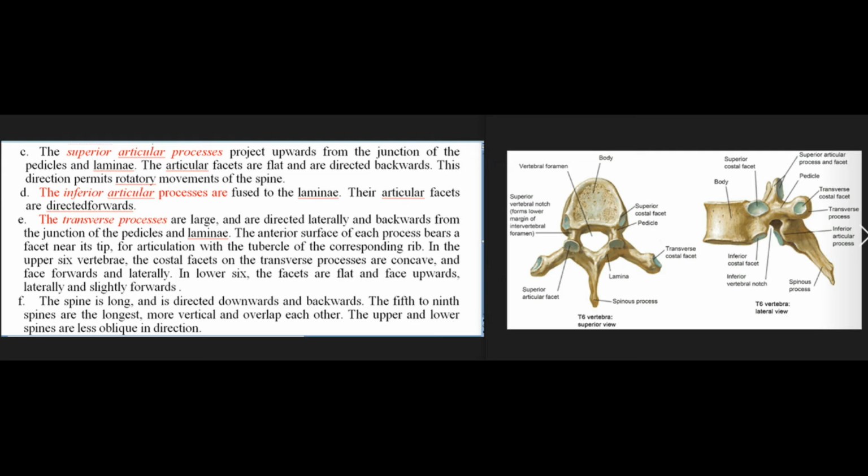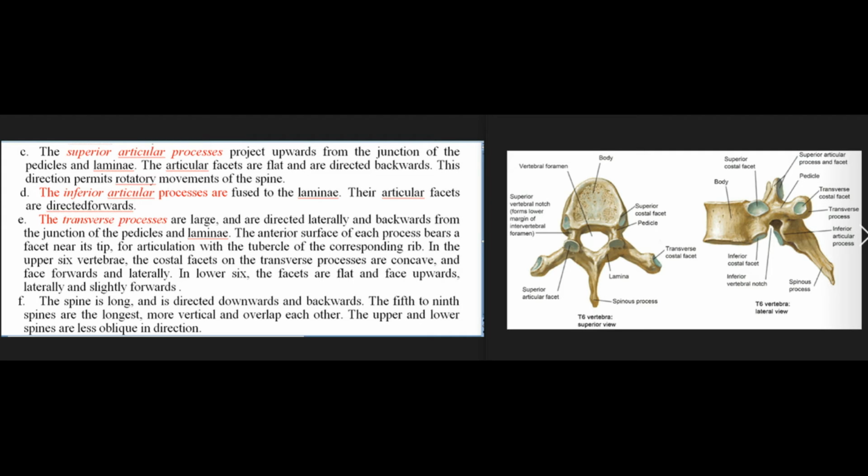The transverse processes are large, and are directed laterally and backwards from the junction of the pedicles and laminae. The anterior surface of each process bears a facet near its tip, for articulation with the tubercle of the corresponding rib. In the upper 6 vertebrae, the costal facets on the transverse processes are concave, and face forwards and laterally. In the lower 6, the facets are flat and face upwards, laterally, and slightly forwards.